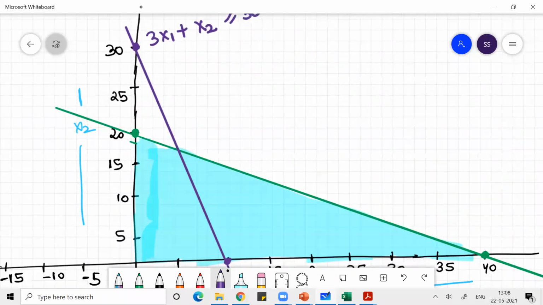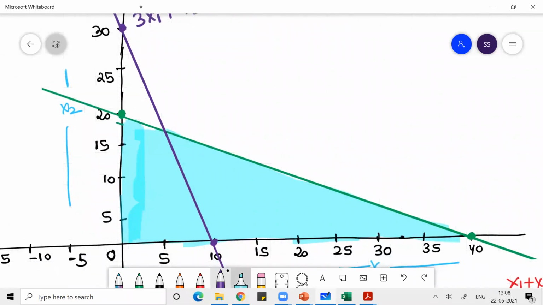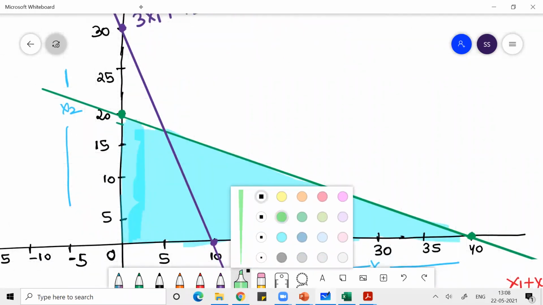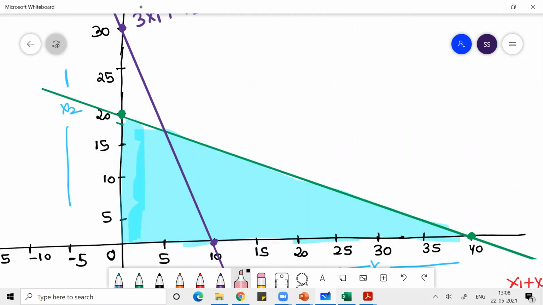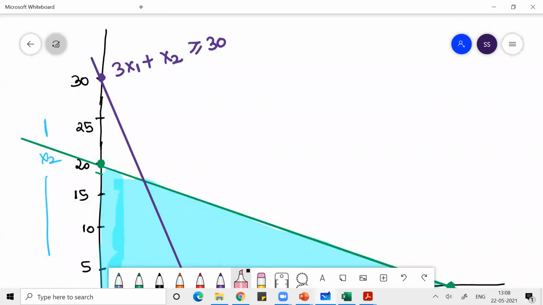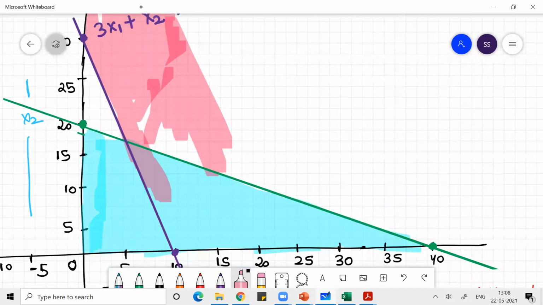Now, what does greater than or equal to 30 mean? It means all the area beyond this. I hope you understand. All the area which is beyond this.